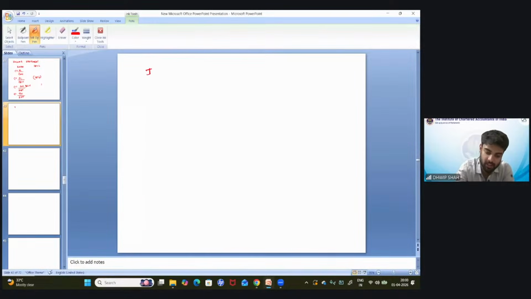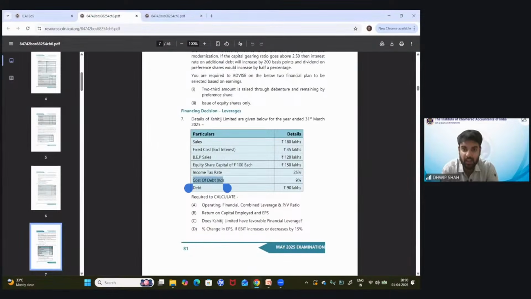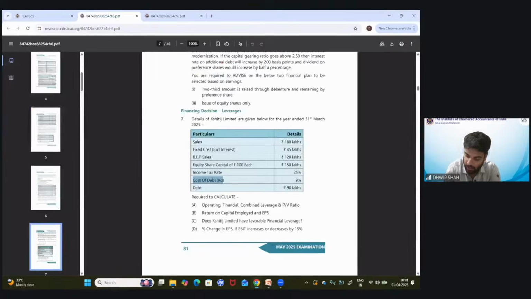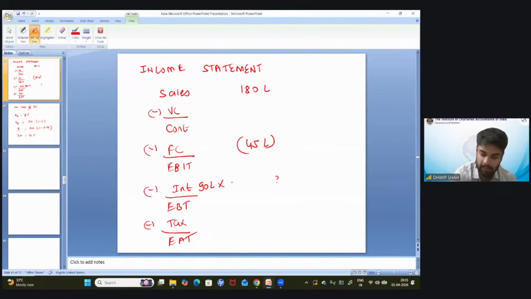Why? Because the interest rate is not 9%. KD is equal to 9%. Cost of debt is equal to 9%. This is what they have said. So this is one tricky adjustment that students miss out. Students make a mistake here: they directly apply 9% on 90 lakh to find the interest amount, but the interest rate is not 9%, this is KD 9%. This KD would have come from interest times 1 minus tax. So 9 is equal to interest rate times 1 minus tax rate, which is 0.75. Correct? So actually the interest rate is 9 divided by 0.75, which comes to 12%. Are you following? So on 90 lakh we have to apply not 9% but 12%.